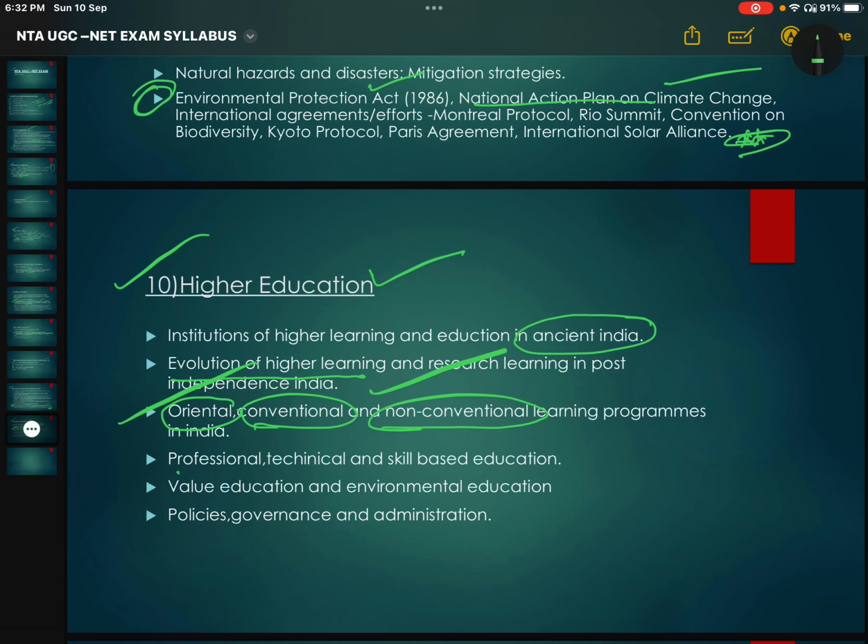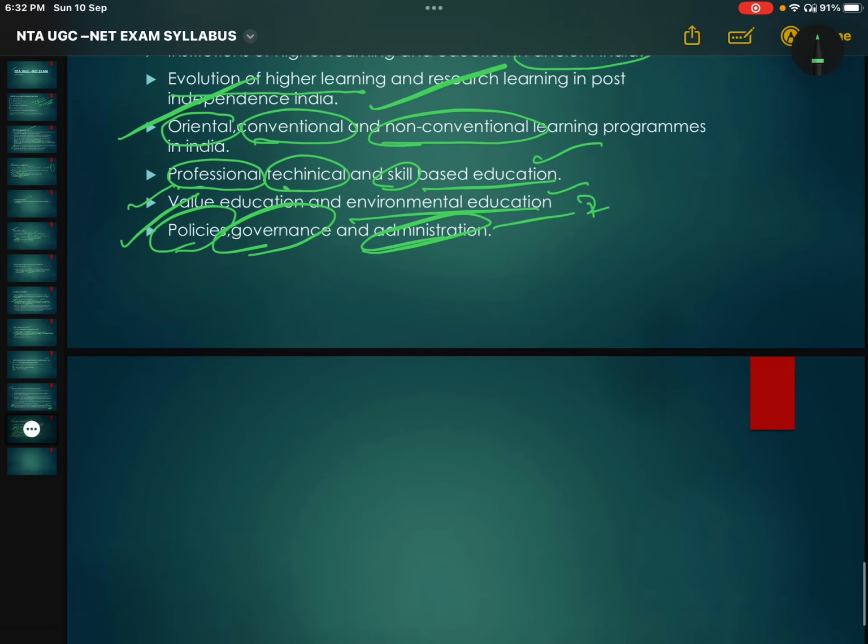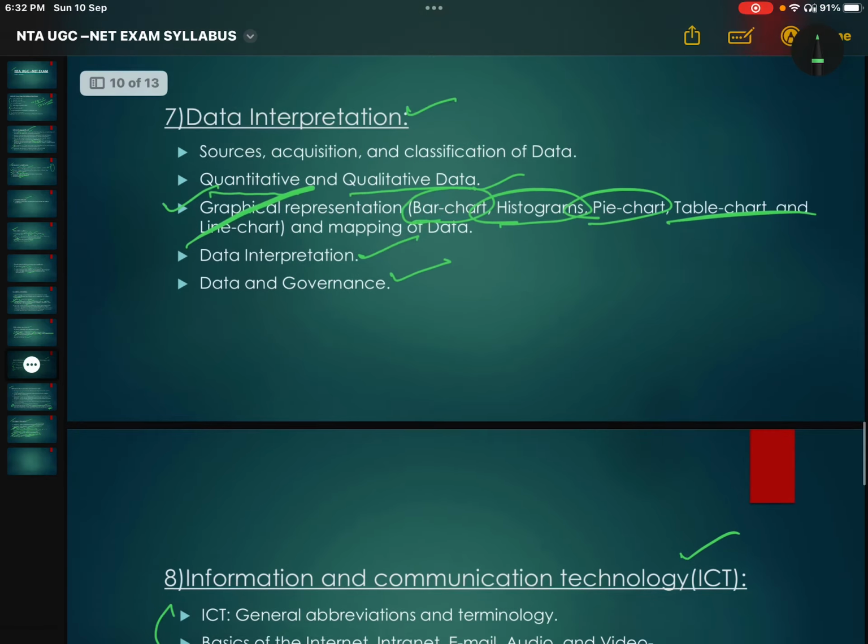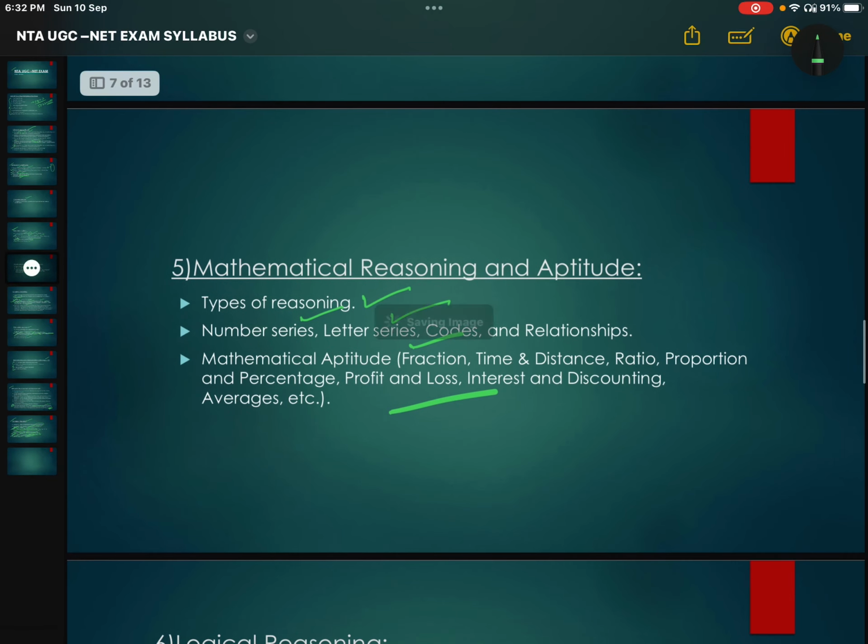Next, education based on professional, technical, or skill-based education, we will also discuss. Then value education and environmental education. Finally, policies, governance, and administration in higher education. So this is the whole syllabus of Paper 1.